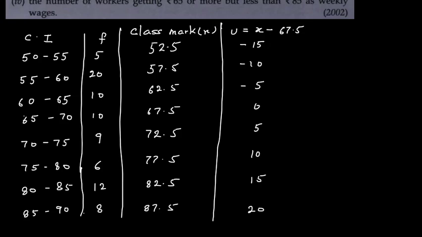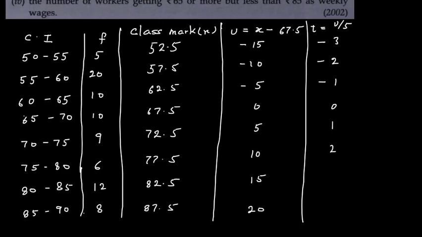As we can see that they are all multiples of 5, now we can reduce it further and make a column of t. This t is nothing but u divided by 5. Okay, so when I divide u by 5, I will get -3. Here I will get -2. This is -1. Then 0, 1, 2, 3 and 4.